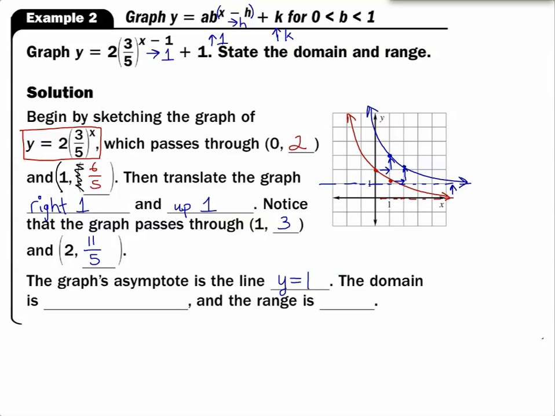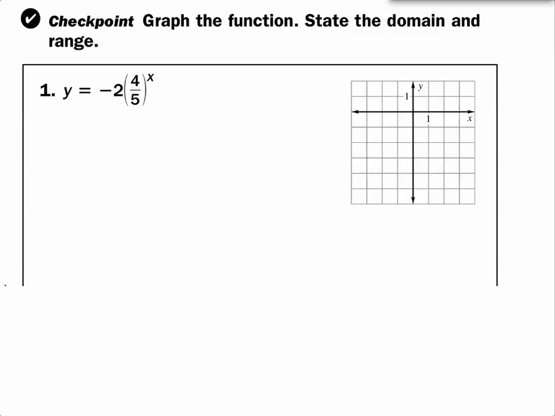The domain is all real numbers, and the range is y is greater than 1. That's because it's above the asymptote. That's it for example 2. Now, let's move on to the checkpoint. Boom, the first one, graph the function, state the domain and range.